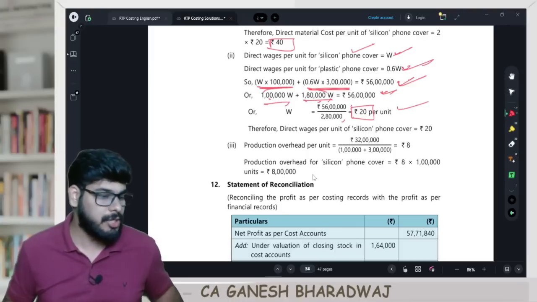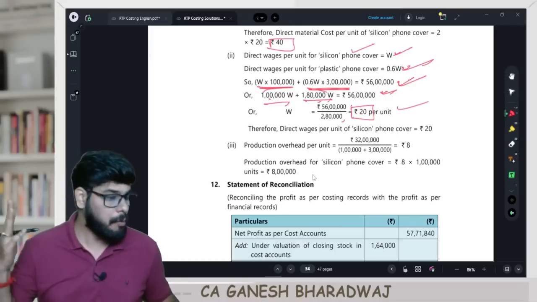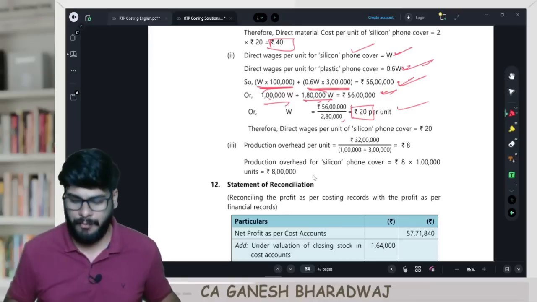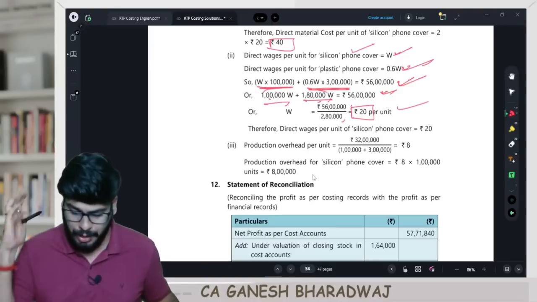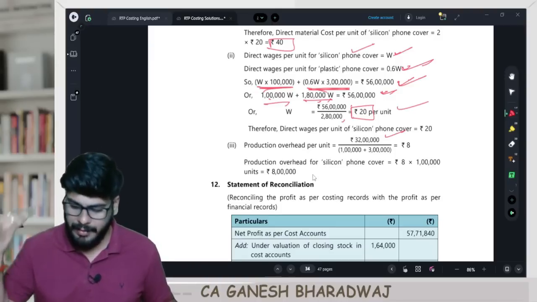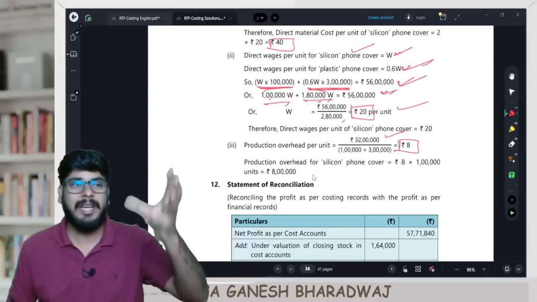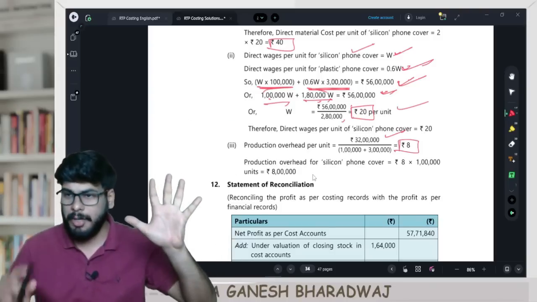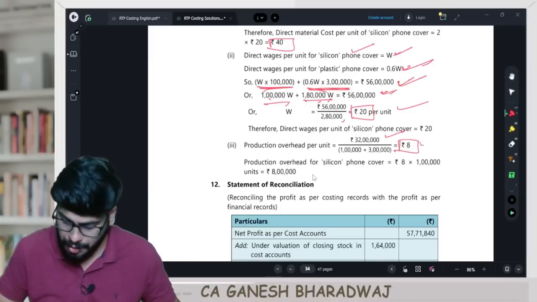So how many units of silicon phone cover we have manufactured? 1 lakh. How many units of plastic phone cover we have manufactured? 3 lakhs. 1 plus 3 is going to be 4 lakh units, right? So the total production overhead is 32 lakhs. 32 lakhs divided by 4 lakhs, that is going to be how much? 8 rupees per unit. Whether it is for your silicon phone cover or for your plastic phone cover, the overhead cost per unit that I'm going to give is going to be 8 rupees.